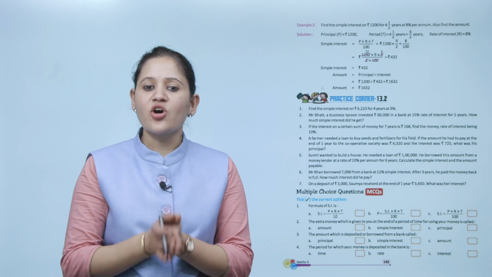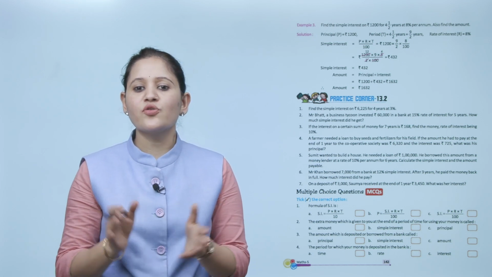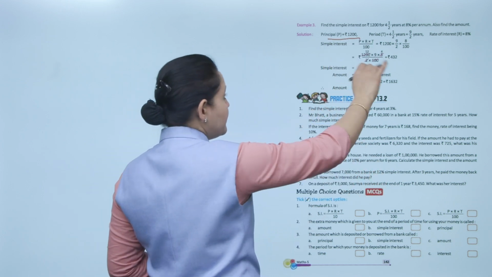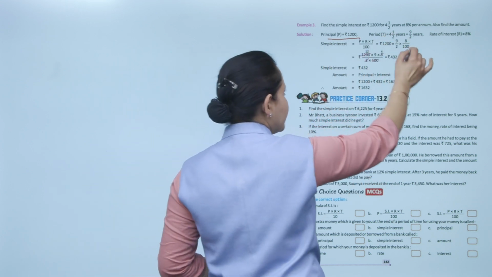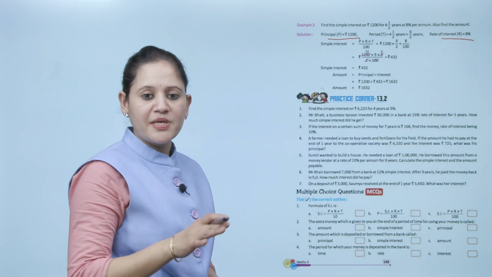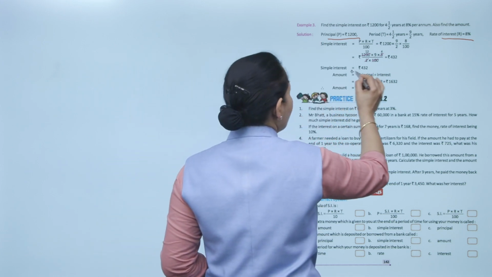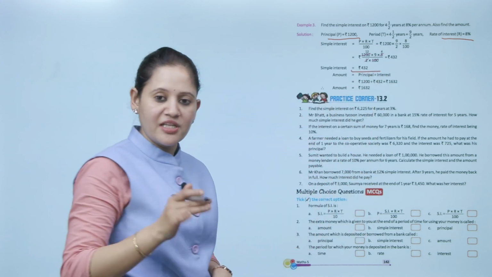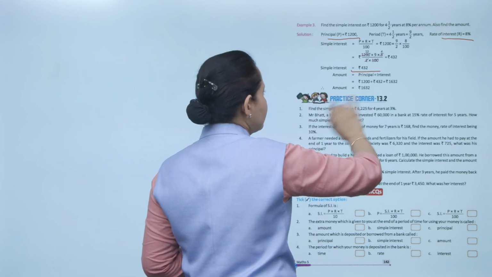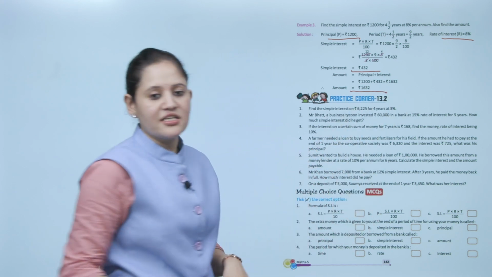Find the simple interest on rupees 1200 for 4 1/2 years at 8% per annum. Also find the amount. So here the principal is rupees 1200, time period is 4 1/2 years, means 9/2 years, and rate of interest is 8%. As we know the formula of simple interest is P into R into T upon 100. So we'll put in the values and we'll get 432 rupees. That is the simple interest. Now we have to find the amount. That means we add this interest to the principal. So 1200 plus 432 is rupees 1632. That is the amount.